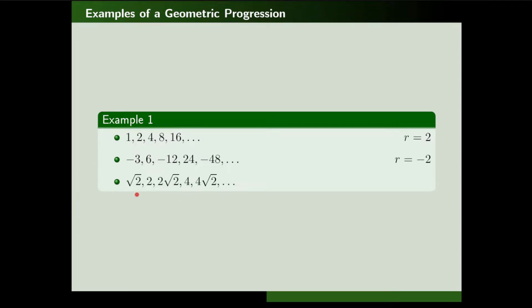Is that clear? So I have these. As I have the square root of 2 as the first term, I multiply it by the square root of 2, I will get 2. And then I will take this 2 and multiply again by the square root of 2, I will get 2 square root of 2. And when I multiply this by the square root of 2, square root of 2 times square root of 2 is 2, and then another 2 here, it becomes 4, and then you can continue. So that is called a geometric progression, very simple. Yes? Is that clear?